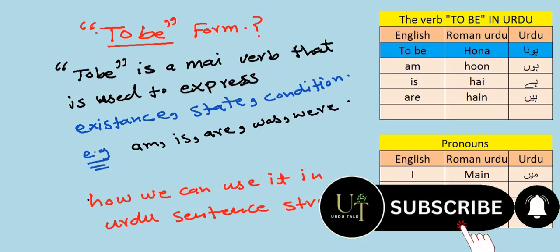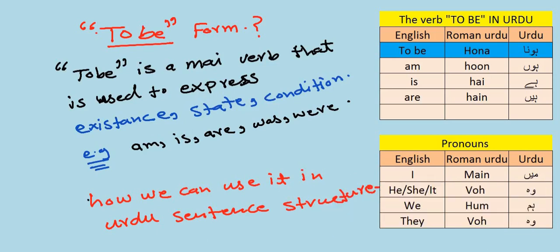So you guys can see the definition of to be. What is the to be form, or we also call it the verb to be. To be is a verb that is used to express existence, state, or condition. Examples are am, is, and are, then was and were, will and shall.